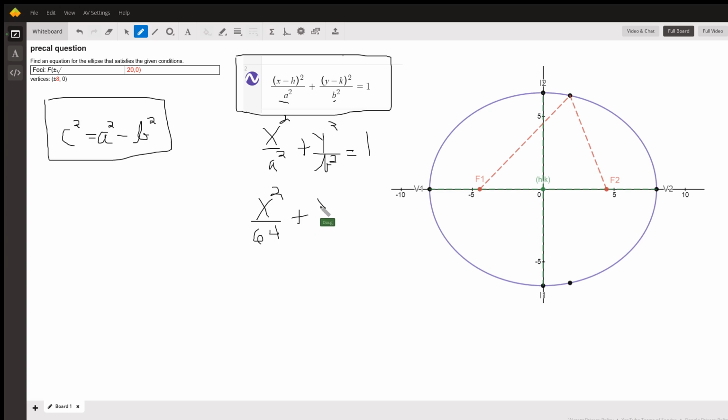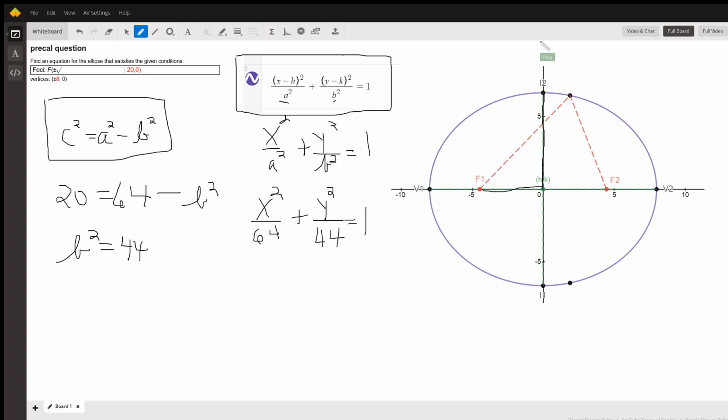The only question at this point is, what is the value of b, which is this distance right here? And we can get that from this formula over here. So c is the distance from the center of the ellipse to the foci, so c squared is 20 squared, which is 400. a squared is 64. Solve that for b squared. b squared equals 336. That's really all you need to know. b is actually the square root of 336, but here's your equation right here.